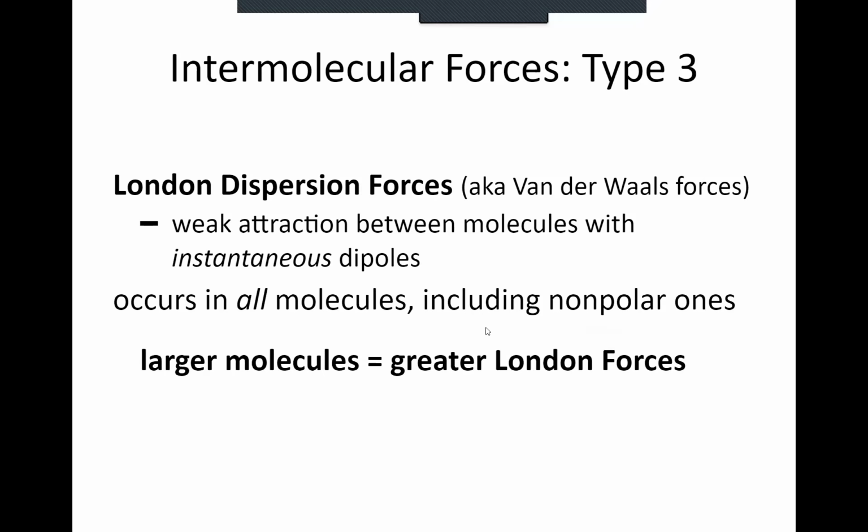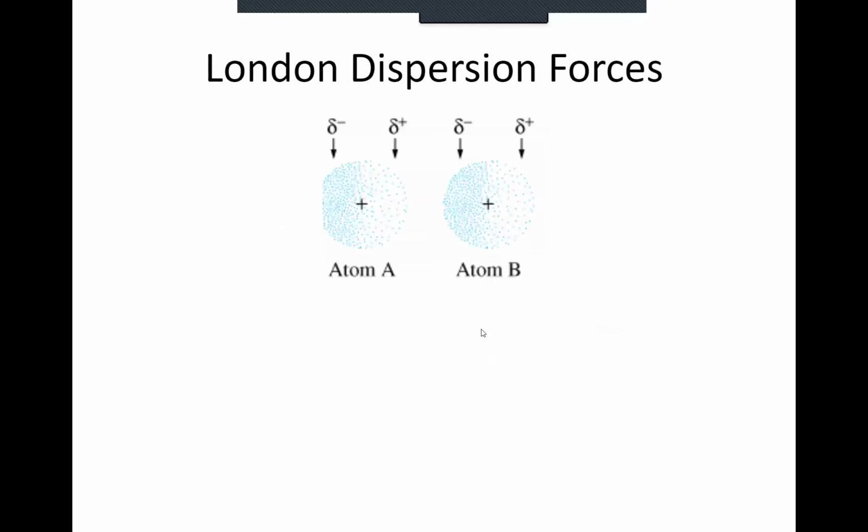Within the London dispersion force world, the trend is the bigger the molecule, the greater the London forces. Let me show you a picture of how this works. Here's a picture of two atoms, atom A and B, and let's say they're pretty big. These atoms have lots and lots of electrons. Let's say each of these dots represents an electron. So we're talking like 100 electrons. This might be like Einsteinium, which is element number 99, which to be neutral would need 99 electrons in it.